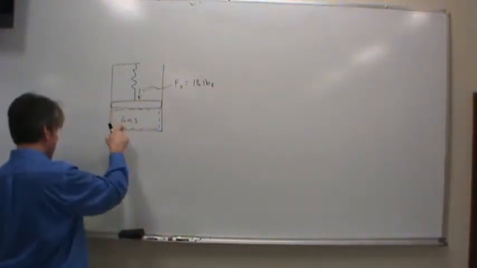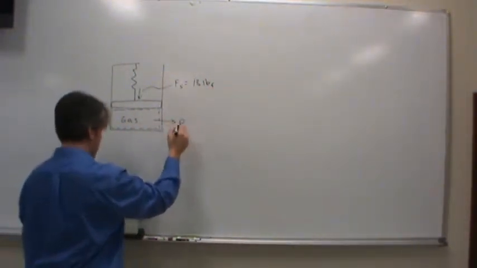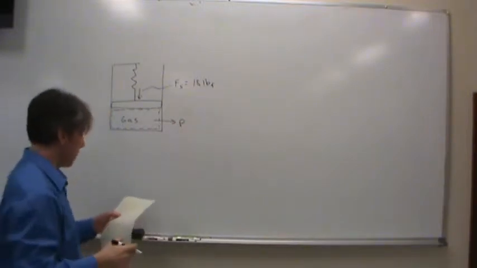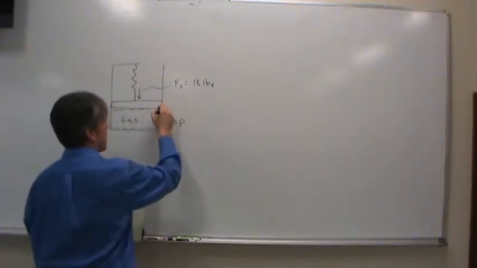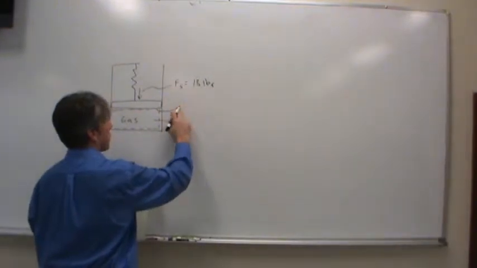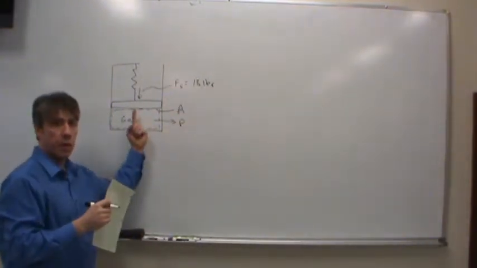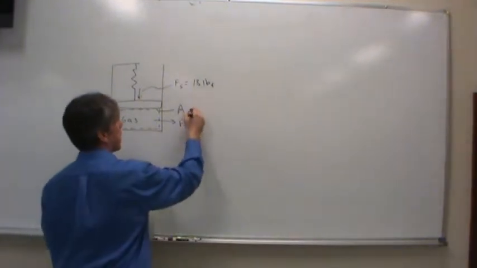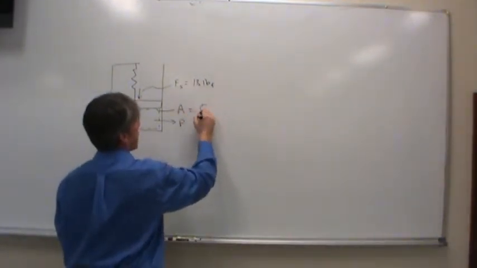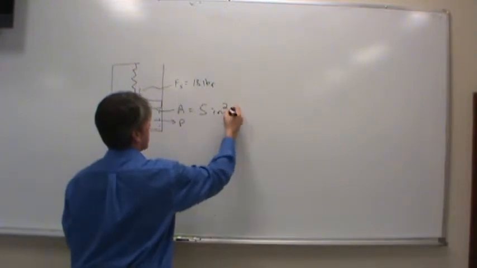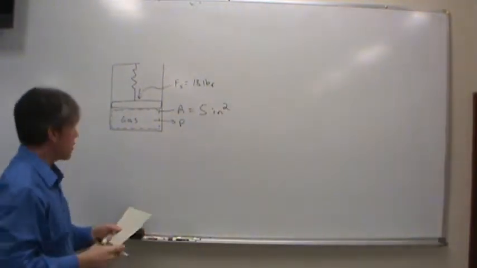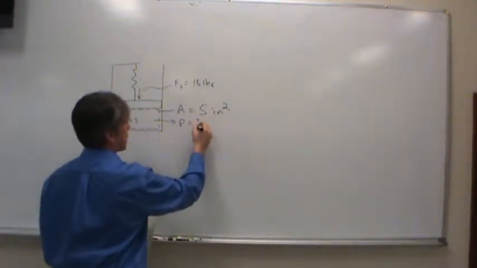The gas inside of the piston has some pressure P. That's what we wish to find. The cross-sectional area of the piston, in other words, if you were to look at the piston in this direction, what you would see is a circular area, and it would have an area of 5 square inches. So we'd like to find out what is the pressure in the gas.